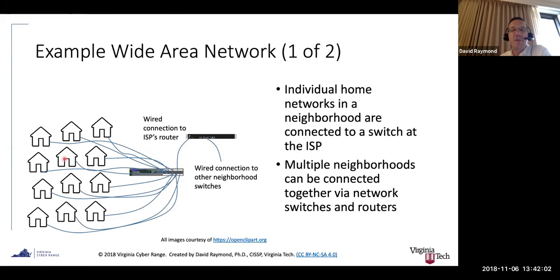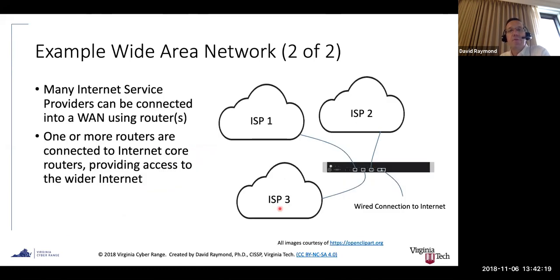So you can have more of these neighborhoods connected over more switches, and there's this hierarchy of switches and routers that aggregate these networks together into larger networks. And then here's the wide area network. So now imagine that here you have an ISP. Let's say this is the cable company in Blacksburg, Virginia, for example, and that internet service provider might serve 5,000 homes in the city of Blacksburg.